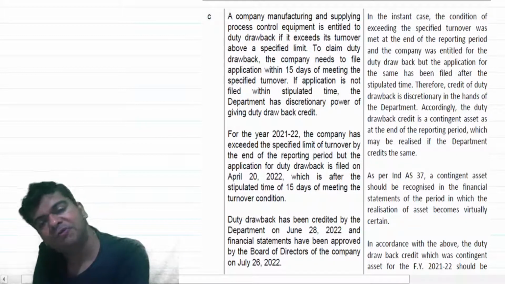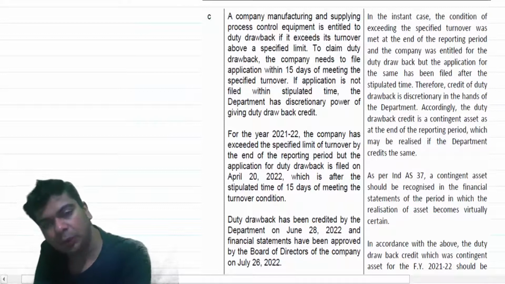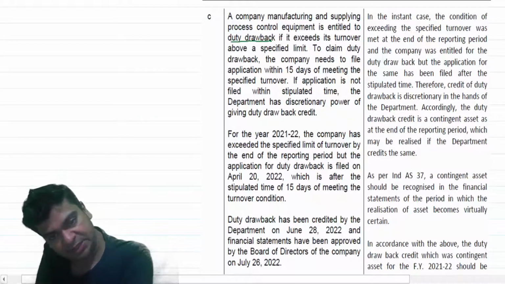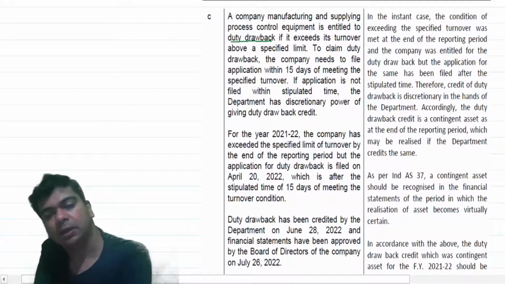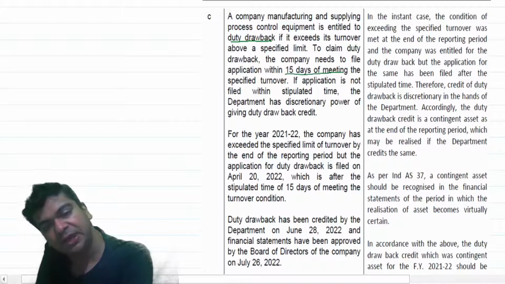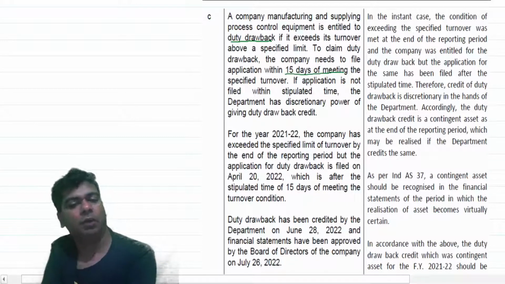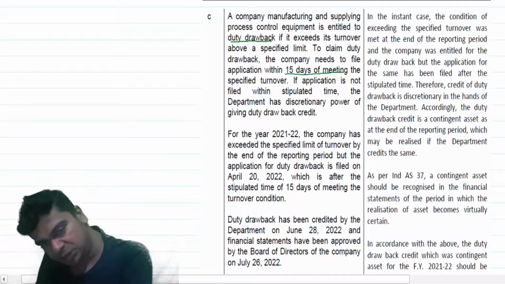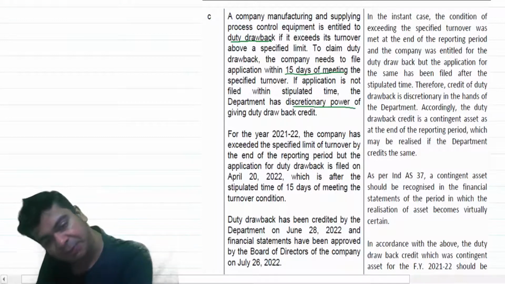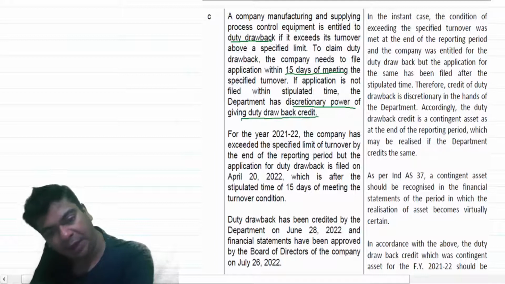A company manufacturing and supplying process control equipments is entitled to duty drawback if it exceeds its turnover above a specified limit. To claim the duty drawback, the company needs to file application within 15 days of meeting the specified turnover. If application is not filed within stipulated time, the department has discretionary power of giving duty drawback credit.